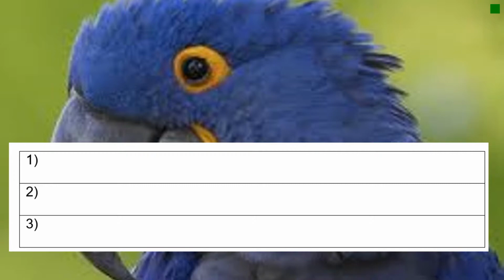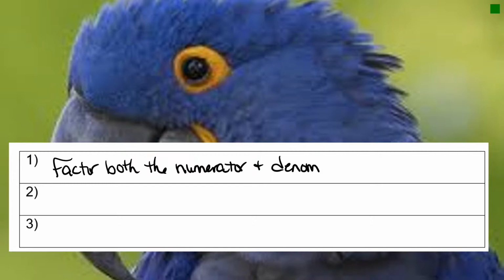So the first thing you're going to do is factor both the numerator and denominator. Now, this is a little side note. When you factor, remember, you can do the big X. You can do grouping. Don't forget difference of squares. And don't forget always the ever famous GCF.